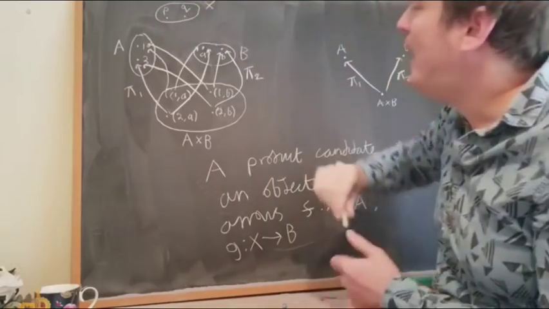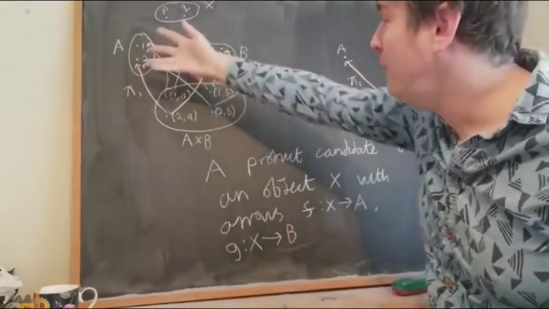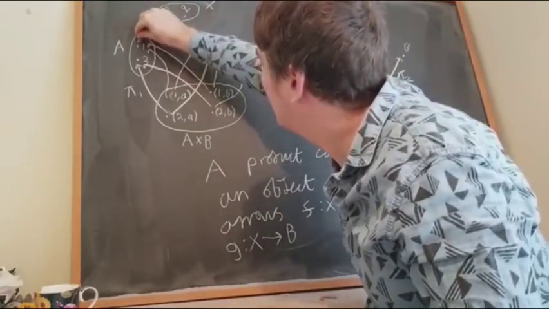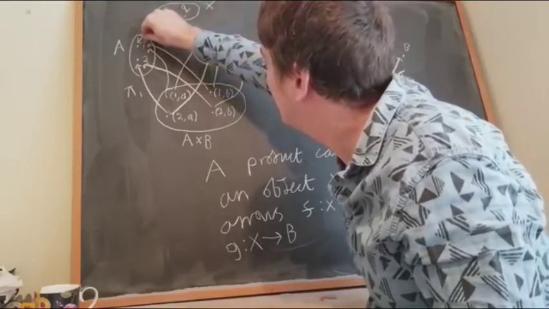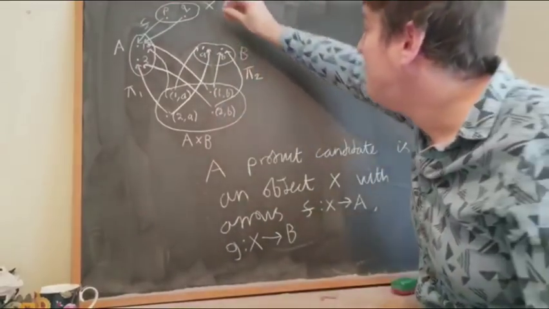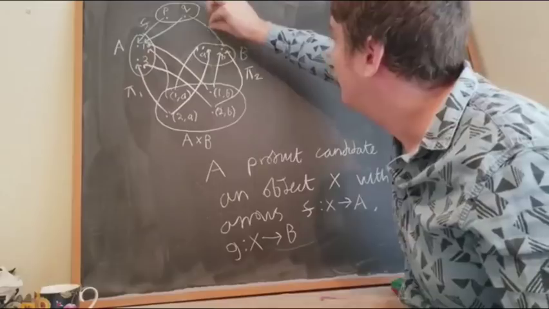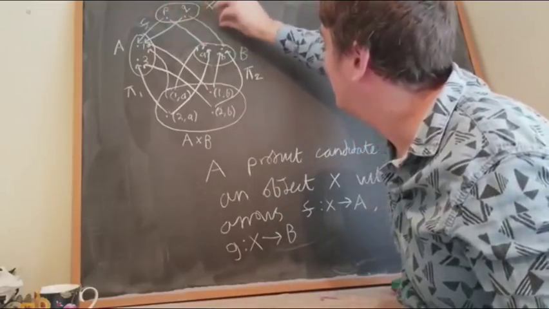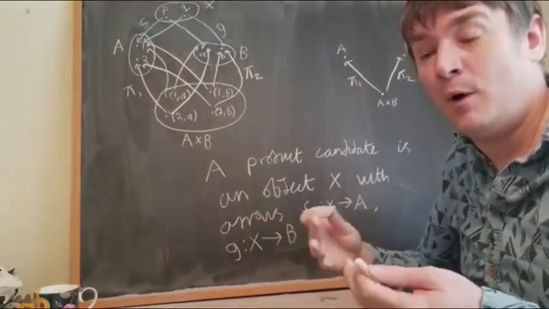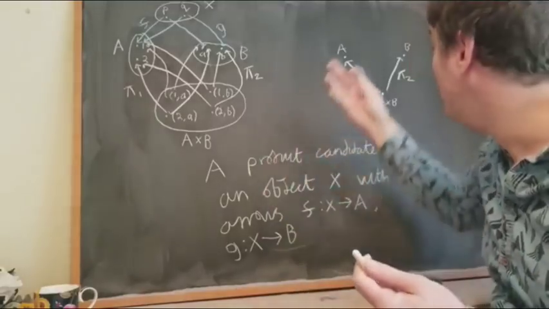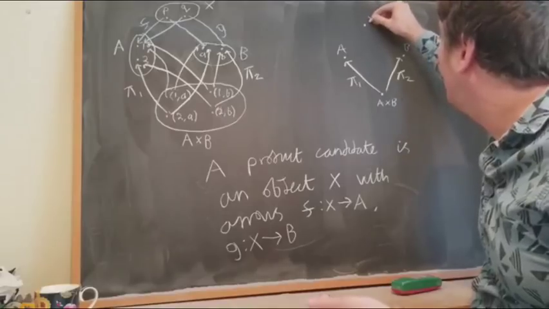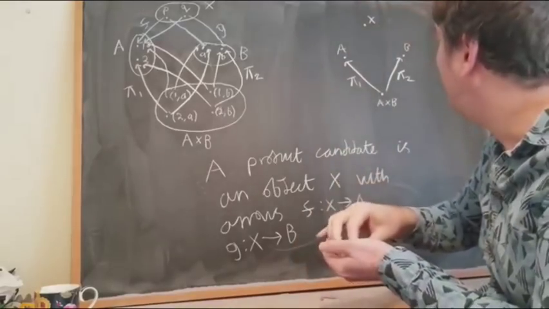So there's another candidate X, and it does have a function into A. Let's make one up. And it does have a function into B. So there's another candidate. Now, what we're going to do, I'll just draw that in terms of category theory. There's our other candidate.